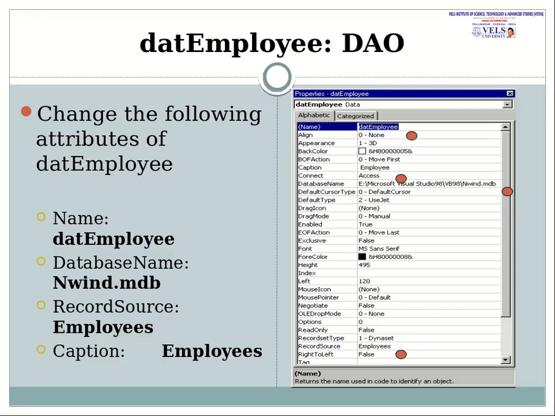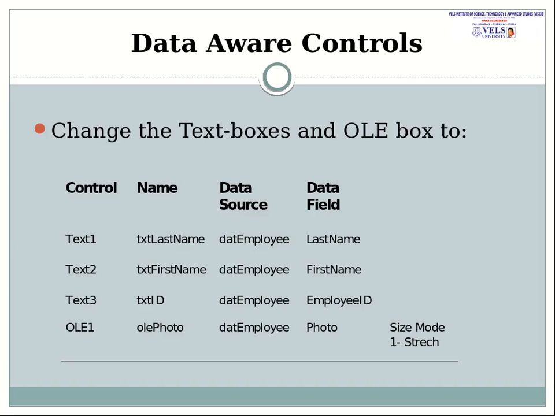In this table, you can change the properties of the employee table. The database name is the MDB, the record source is employees, and the caption is employee. That is how you change the properties of the DAO controls. For the data aware controls, change the text boxes and OLE box into text 1, text 2, text 3 and OLE, with the particular name, where the data source is implemented, and the data fields.